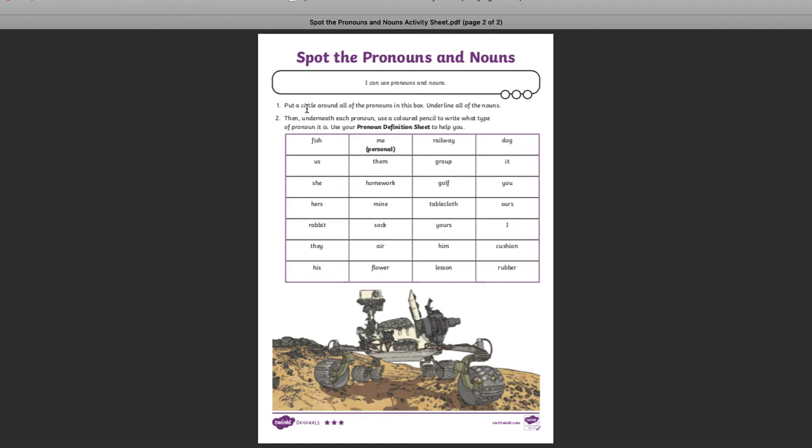First of all, put a circle around all of the pronouns in the box. Use the sheet to help you. And then underneath each pronoun, use a coloured pencil to write what type of pronoun it was. So look, that's one pronoun found, me. And we know it's a personal pronoun, so underneath, in brackets, write personal. So do that for the rest of the page. That's the activity. Good luck with your pronoun activity for today and responding to the questions.